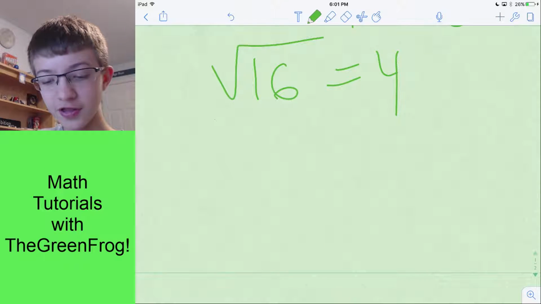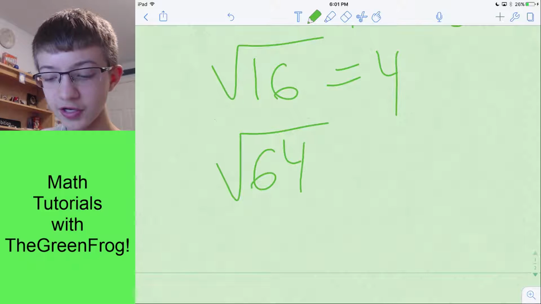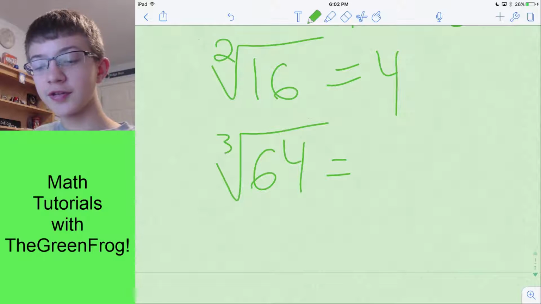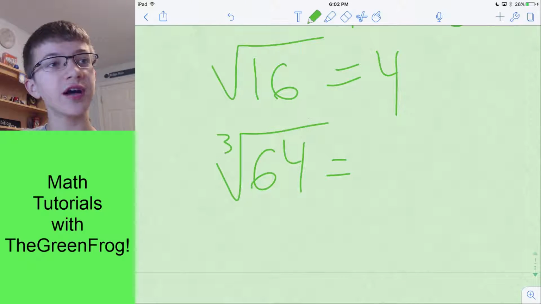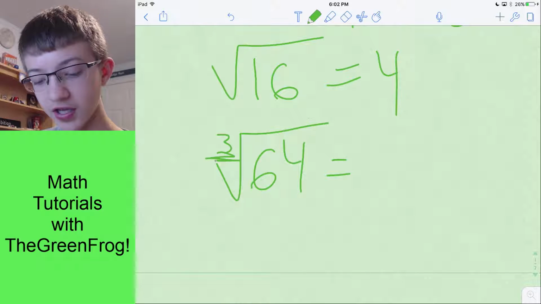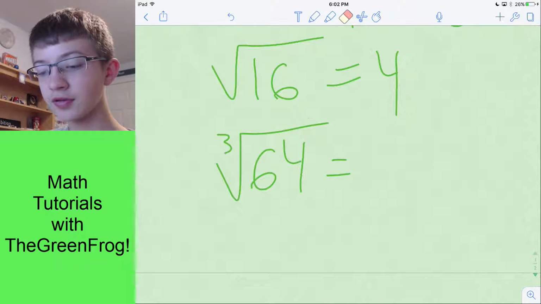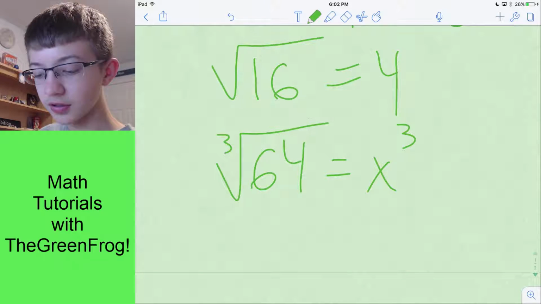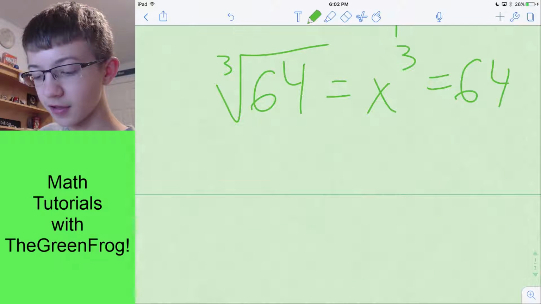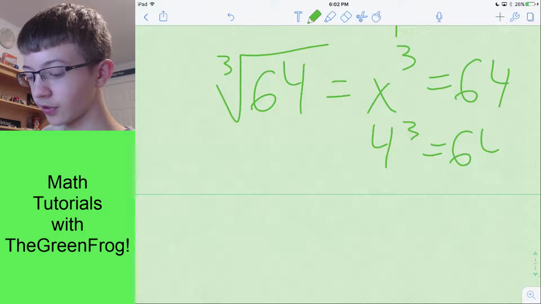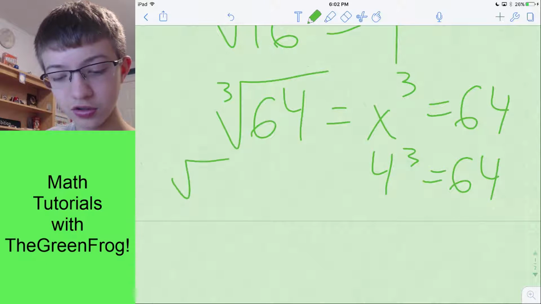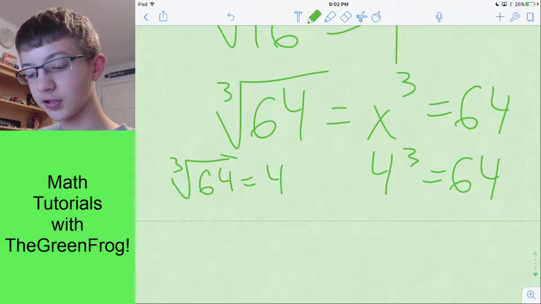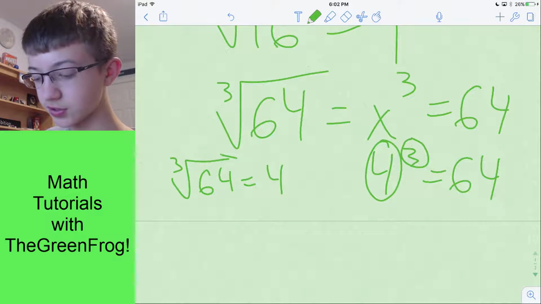Now if we have something like this, where we have something like a 64 in here and then a little 3, this is the cube root. A square root really should have a 2 in there, but no one writes it because we just use square roots a lot. But if we need something else, we will write that number in like that. So this is pronounced the cube root of 64, meaning what number cubed equals 64, and we know that 4 cubed equals 64, which means that the cube root of 64 equals 4.